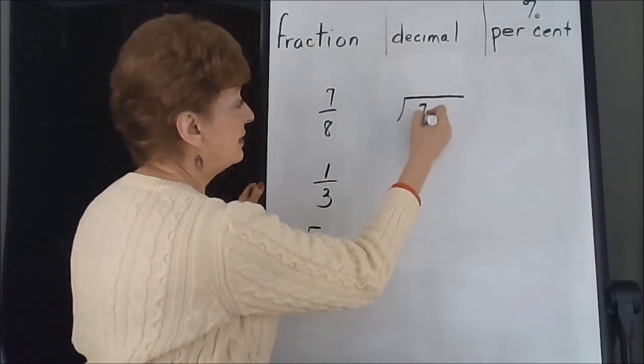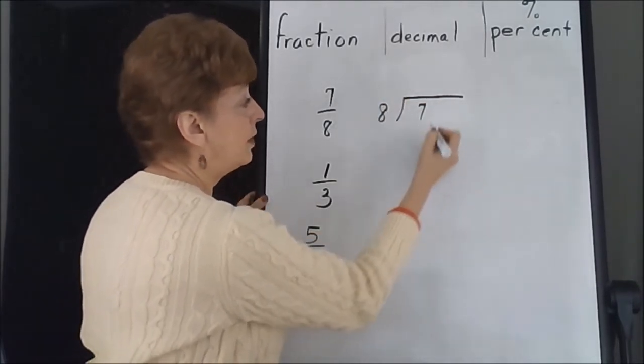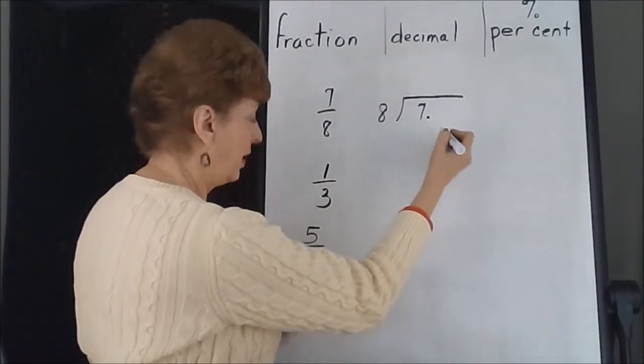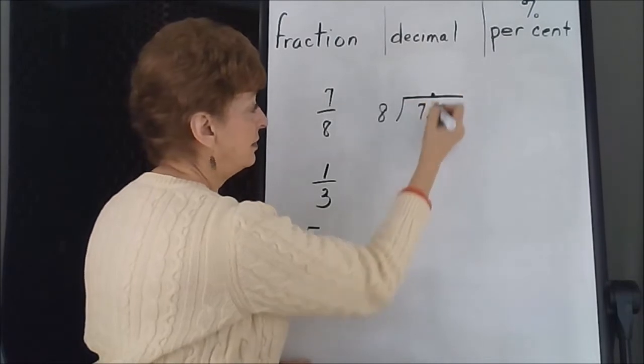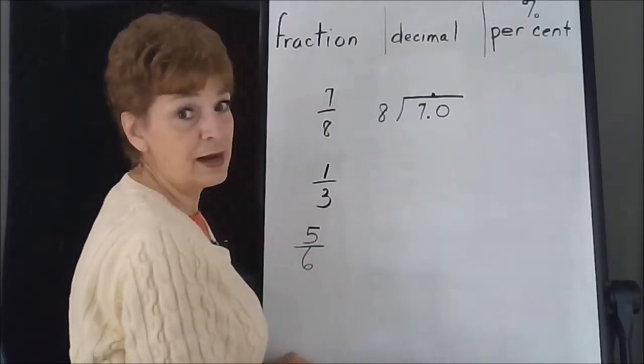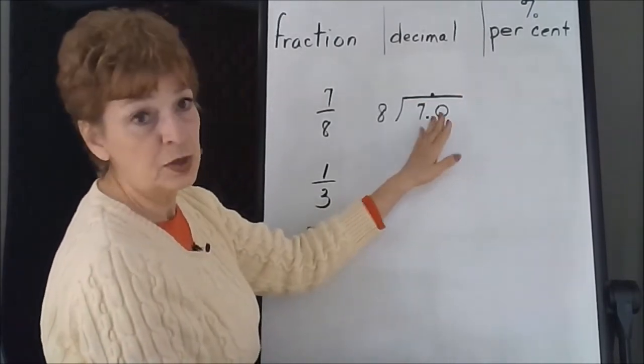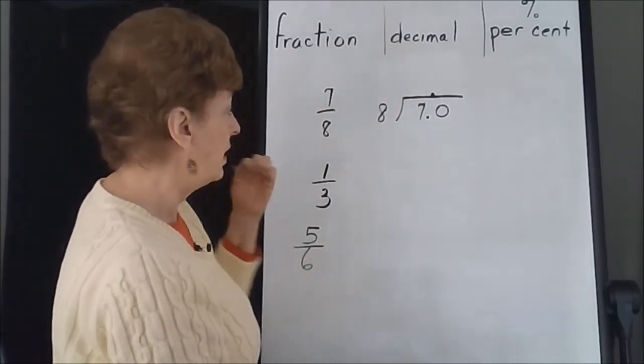So this is 7 divided by 8. We will need to place a decimal point in order to take it to the answer. The decimal goes straight up. When you get finished with the division, you will have your decimal number, though.